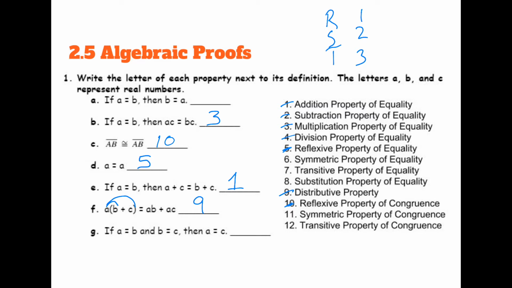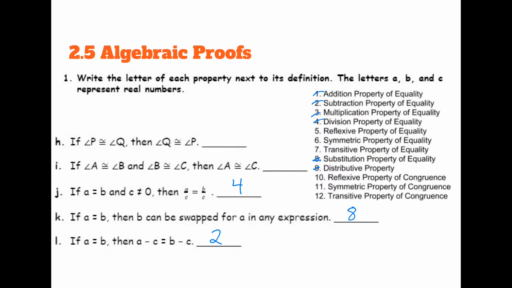All right, symmetric property is now going to start looking at 2 different things. So we're going to say, if A equals B, then B equals A, and we can flip them a little bit. So this one's going to be the symmetric property of equality, since we're dealing with an equal sign. And then if I flip over here, we have if angle P is congruent to angle Q, then angle Q is congruent to angle P. So there we go with our symmetric property of congruence.